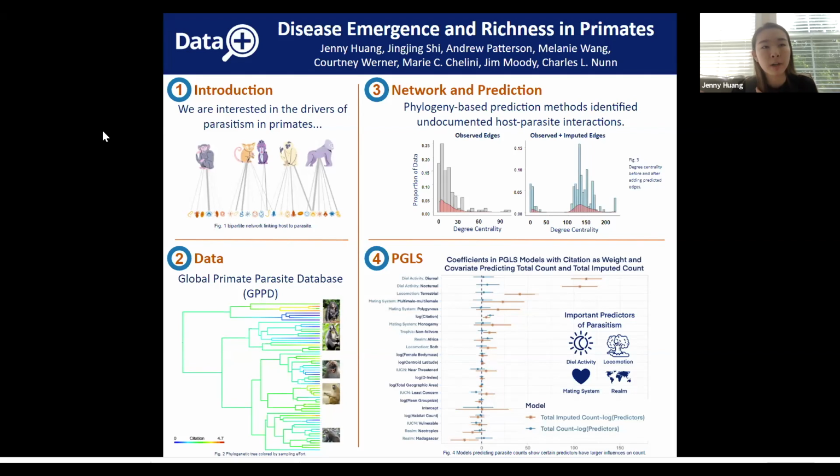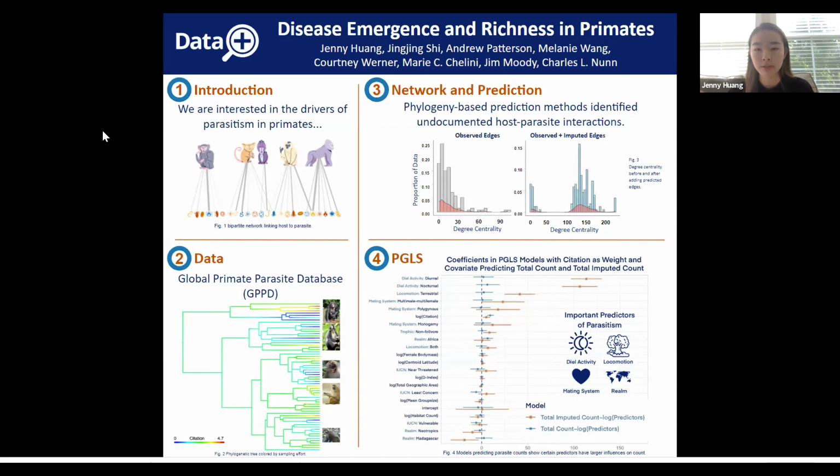As there are many host-parasite interactions that remain undocumented in the database, because we can't go out and study all the primates in the world, we used evolutionary relationships encoded as distances on a phylogenetic tree to predict undocumented interactions in the network. In our model, the probability of a missing link is driven by the sum of the undocumented hosts' phylogenetic distances to the documented hosts of that parasite, which means that the model allocates higher probabilities when a closely related primate interacts with a parasite or when many distantly related primates interact with that parasite.